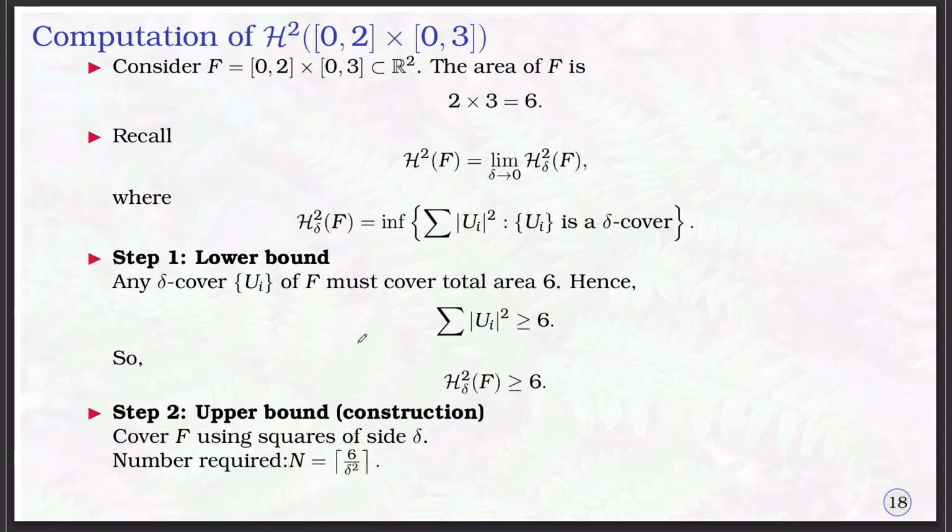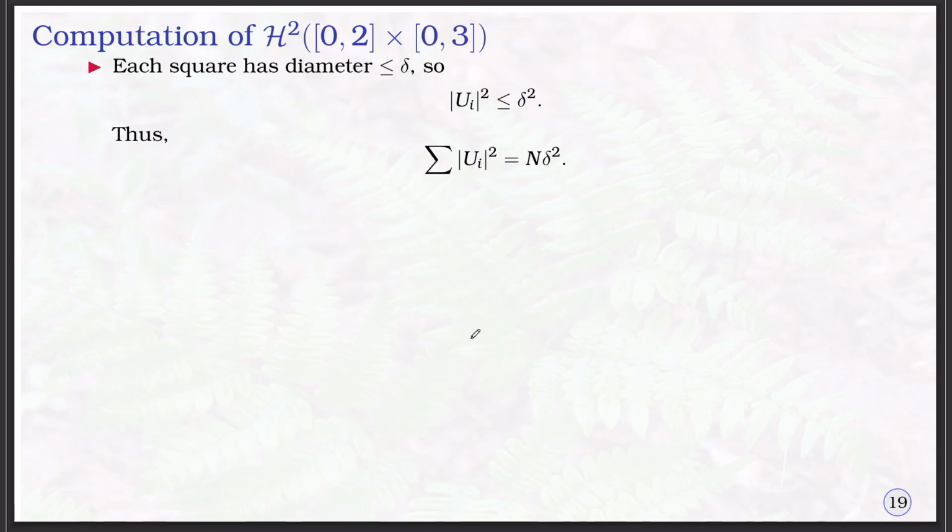Now, for the upper bound construction, like in R where we took [2, 5] and obtained the upper bound, in the same manner, covering F using squares of side delta, the number of squares needed to cover this rectangular grid is n equal to 6 by delta squared, taking the smallest integer.